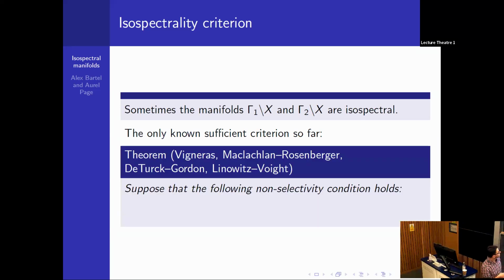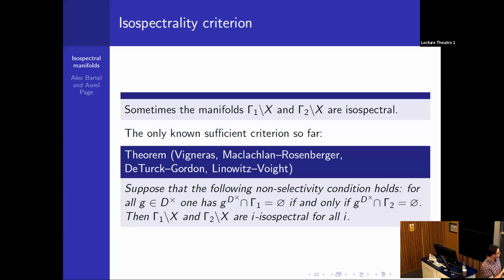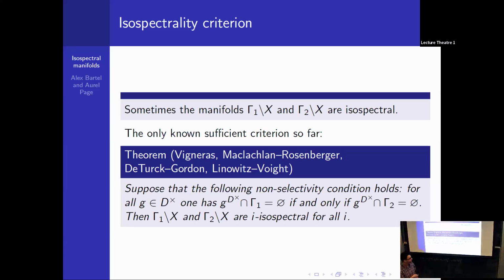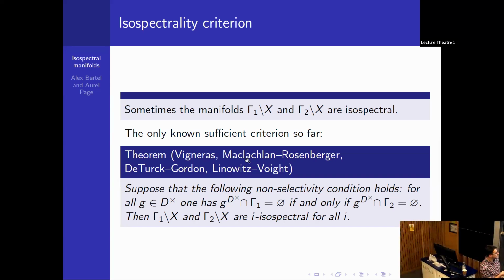And this is a theorem, so I'm stating a combined effort of many people. I mean, Vignéras had a theorem, and then her criterion was reformulated, et cetera. So the condition that ensures isospectrality, it's not necessary, it's sufficient, is called non-selectivity. And the simplest version of it is the following. For every conjugacy class in the unit group of the quaternion algebra, you want gamma 1 to intersect that conjugacy class if and only if gamma 2 intersects it.